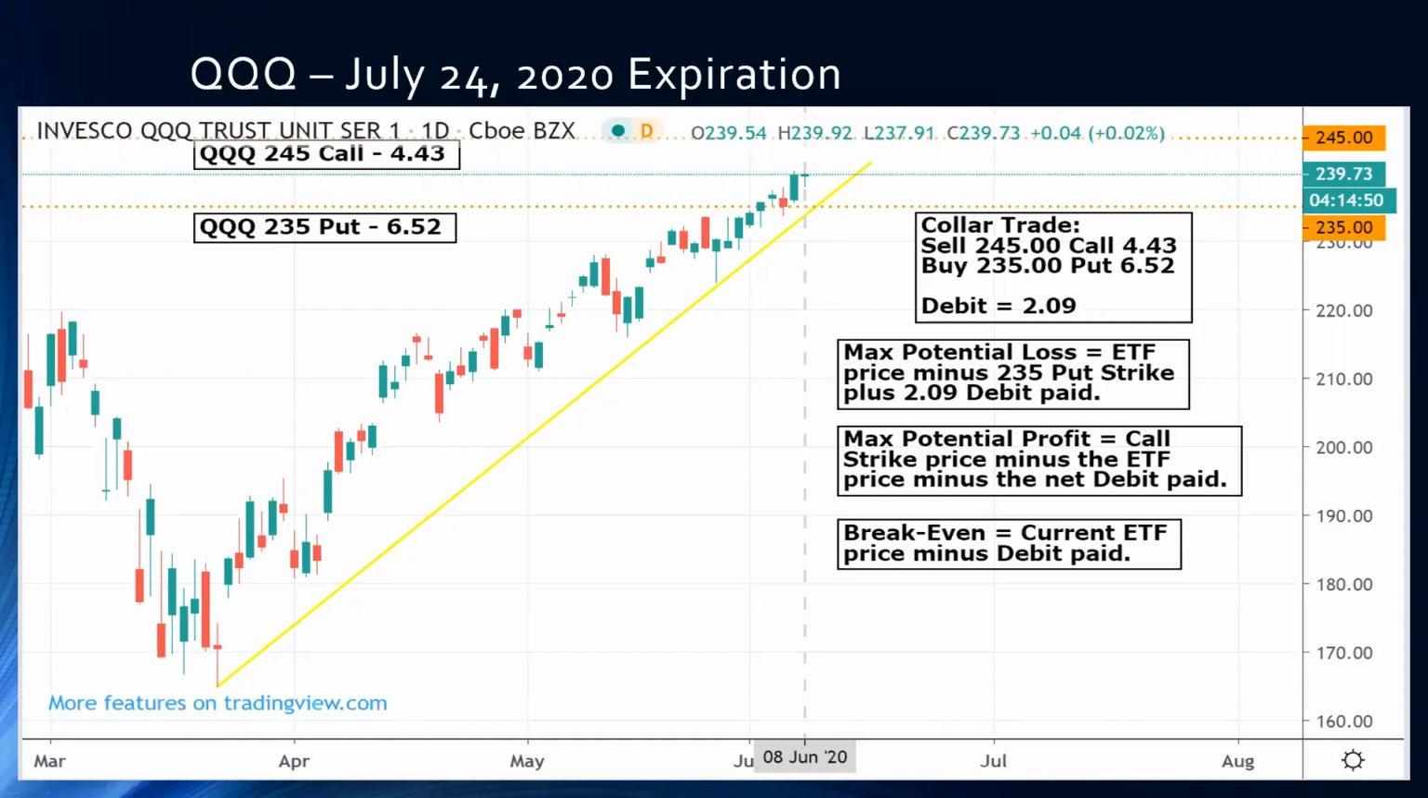If the ETF goes lower, obviously you would be making money on the spread. So in this case, you have the 245 strike price and the 235 strike price for your options, and the market is right in between these two. And remember, the maximum potential profit is if the ETF rallies above the call price, because then eventually you'd be exercised on your call, and the difference you would lose would be the debit minus the ETF price once you're exercised out. So you still would be making money.